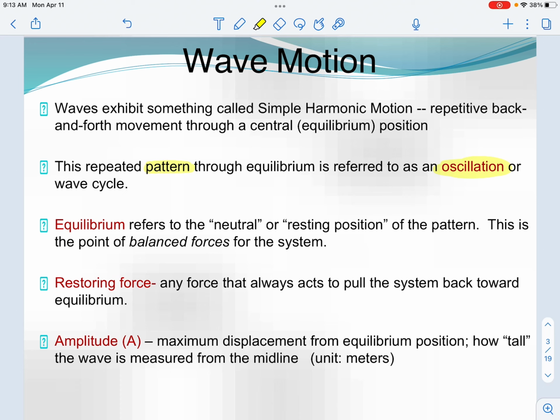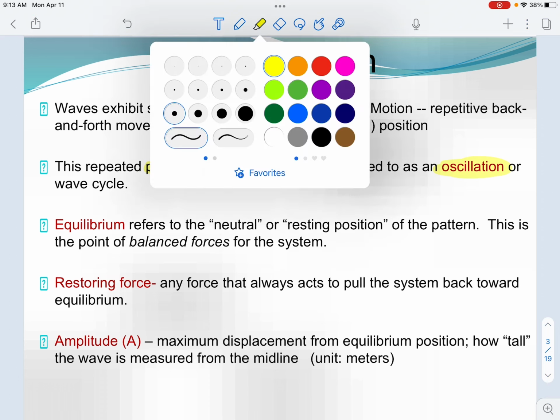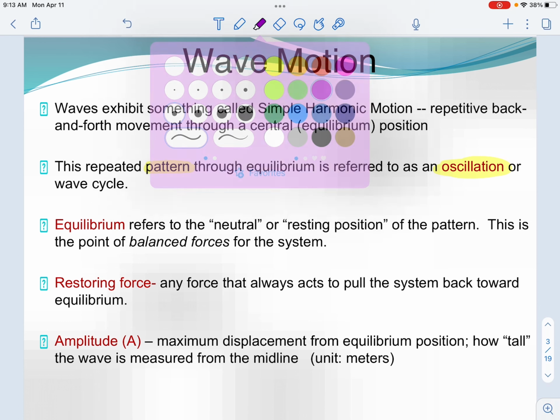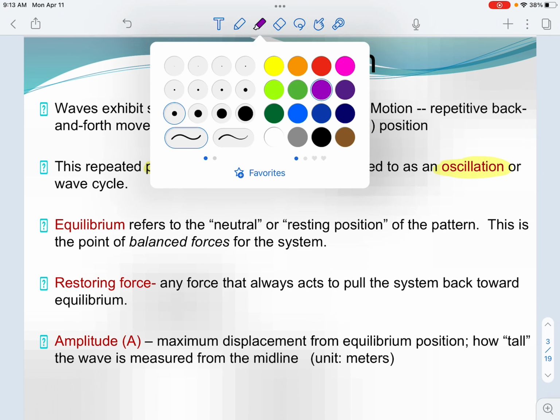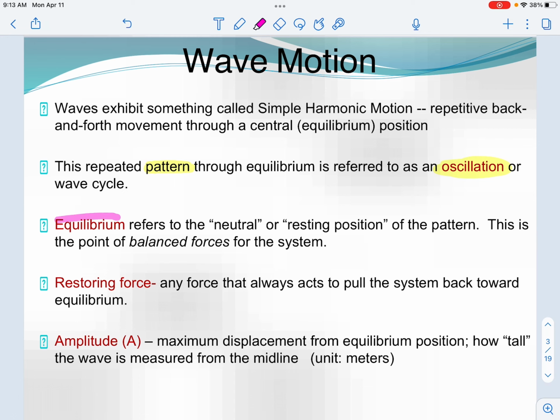And so instead of getting caught up or mesmerized in that repeated motion, we just say that one time through that motion would be just one oscillation or one wave or one cycle. Okay, so that's a word you're going to be reading and hearing quite a bit. Equilibrium is a term that we have used in previous chapters. This is a statement where we have balanced forces, and this is something that we've talked about in this class before.